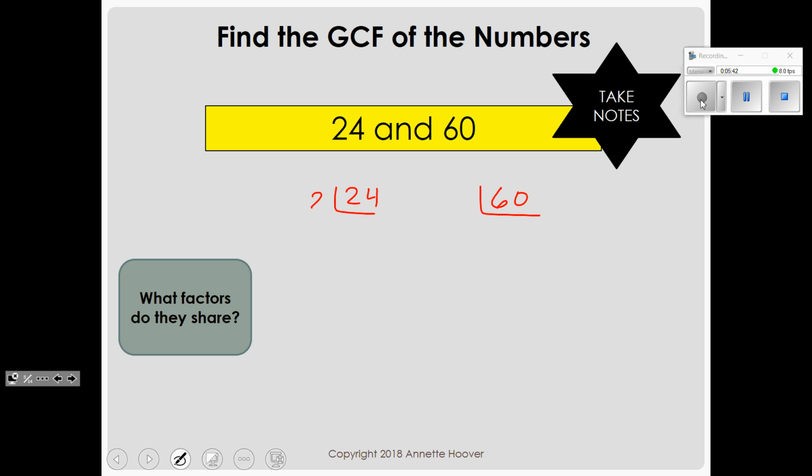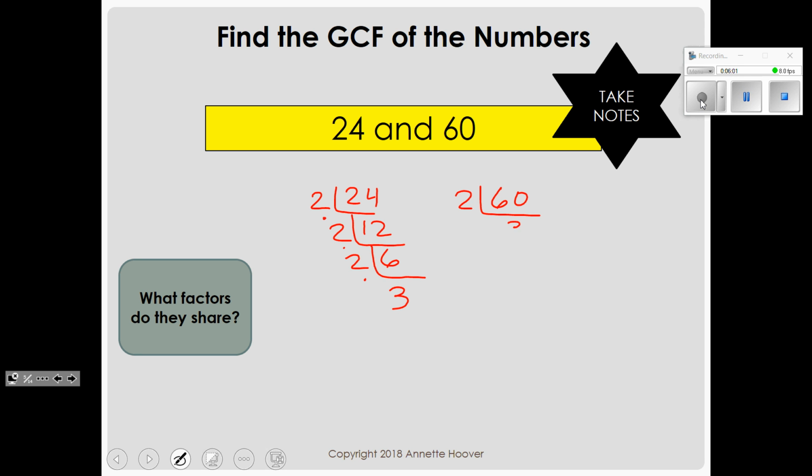So 24 is divisible by 2, that is 12. 12 is divisible by 2, that is 6. 6 is divisible by 2, that is 3. Now we know that 2 times 2 times 2 times 3 is 24. So there are the prime factors that make 24.